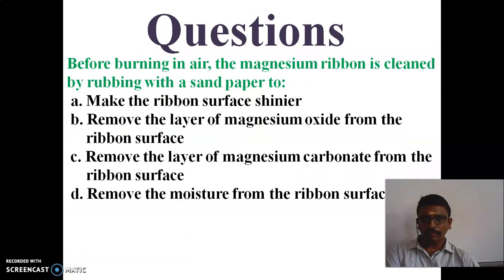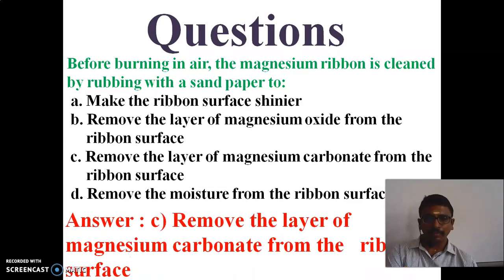Before burning in air, the magnesium ribbon is cleaned by rubbing with a sandpaper. So what is the reason before the magnesium ribbon is heated? Why do we have to clean? Because the magnesium reacts with carbon dioxide. It will form magnesium carbonate. So that's why we have to clean the magnesium ribbon.